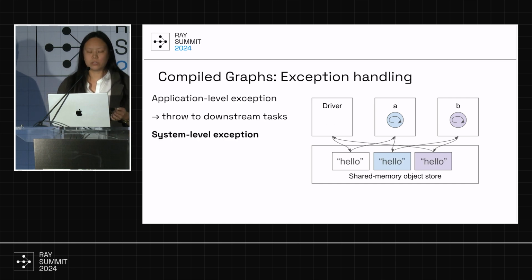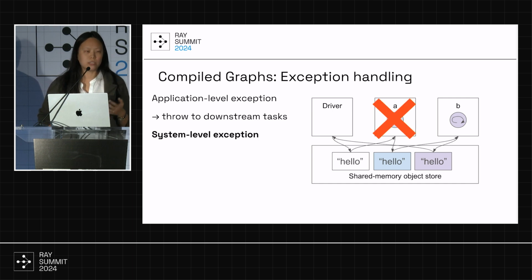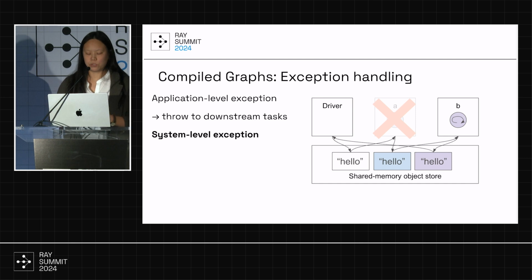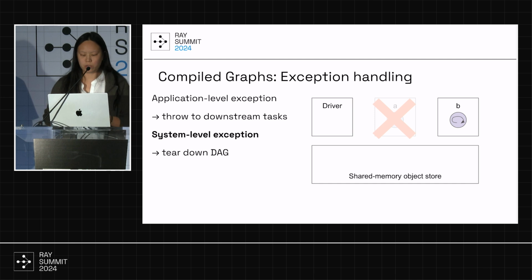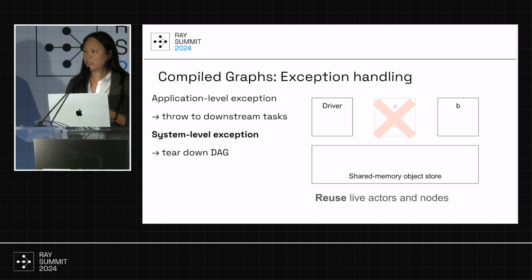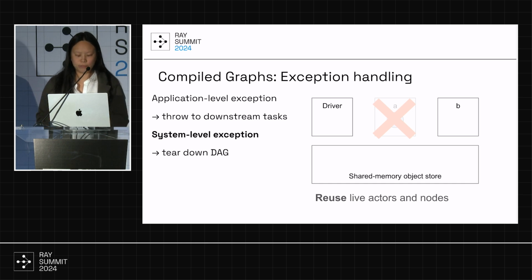For system level exceptions, there are certain cases that we can't recover from. So let's say this actor A dies. In that case, we actually can't produce results anymore, right? So what we can do instead is just tear down the DAG resources. So we can clear away the objects in the object store and also stop these execution loops. And one really nice thing about this is that you're just back in normal Ray core land. You can reuse these actors that are remaining and potentially compile a new graph.